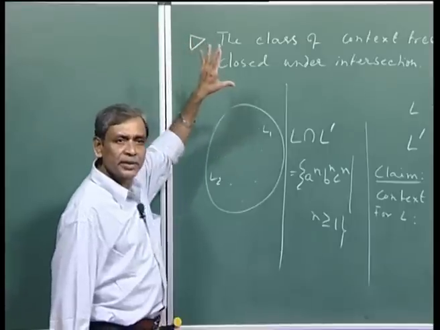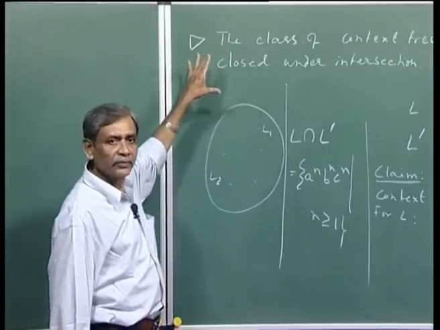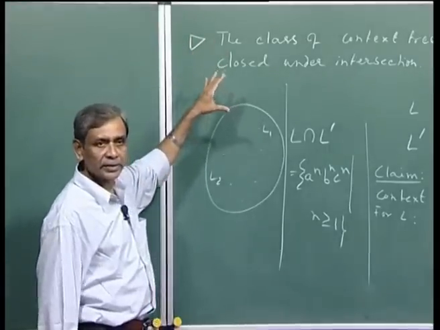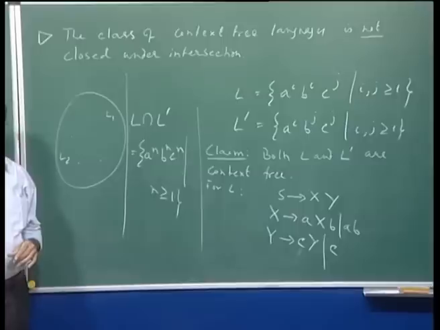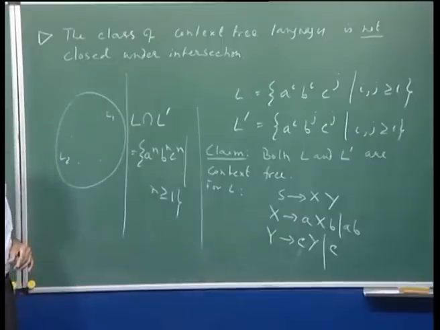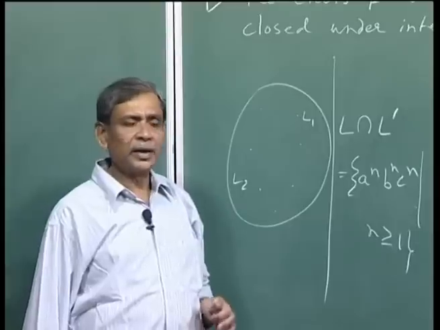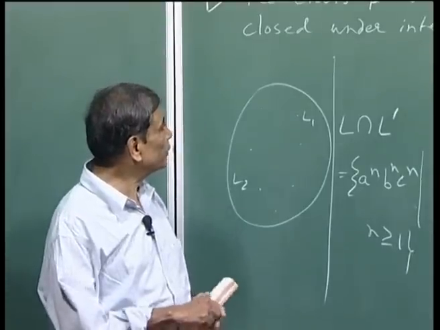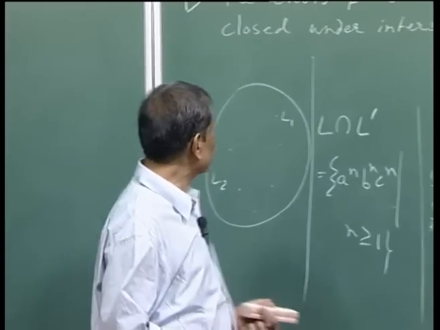This situation, as you know, is very different from the situation of regular languages. Regular languages are closed under intersection, right. So, since we are talking of closure, we might as well see some closure properties of context free languages.